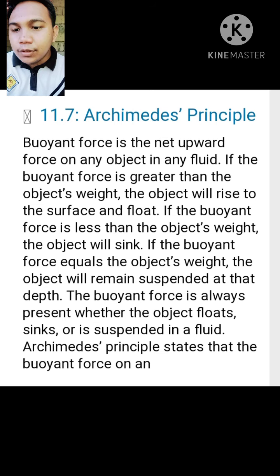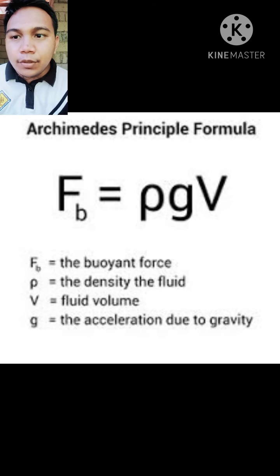Archimedes' principle states that the buoyant force on an object is equal to the weight of the fluid displaced. Archimedes' principle formula: F sub B is equal to ρgV, where F sub B is the buoyant force, ρ is the density of the fluid, V is the fluid's volume, and g is the acceleration due to gravity.